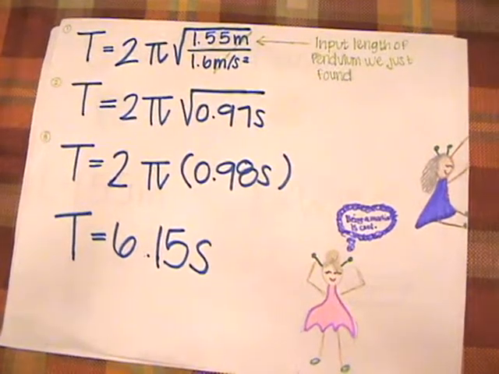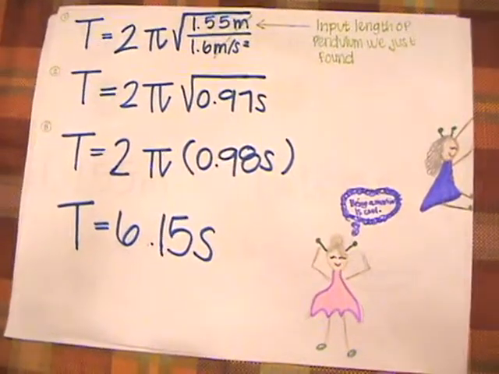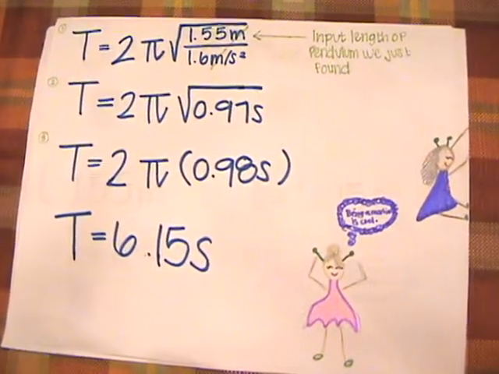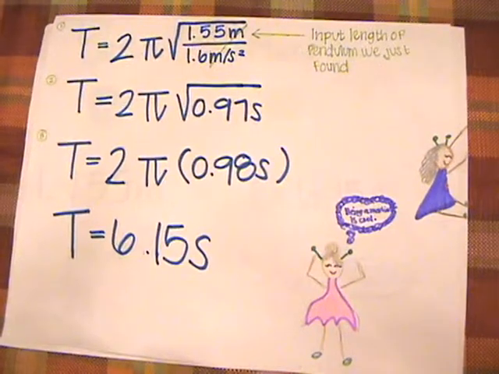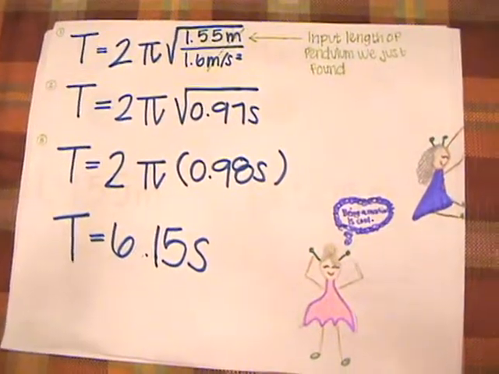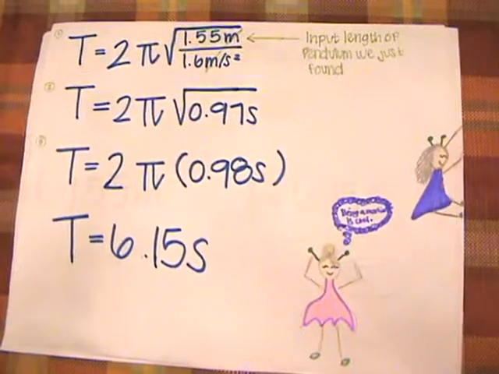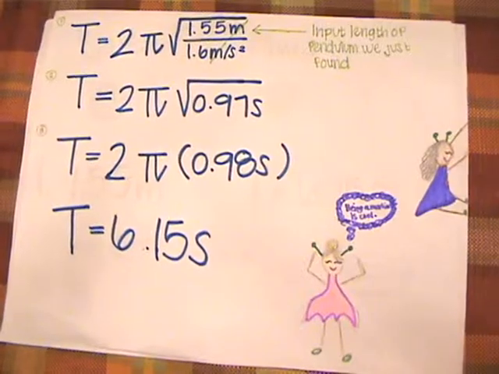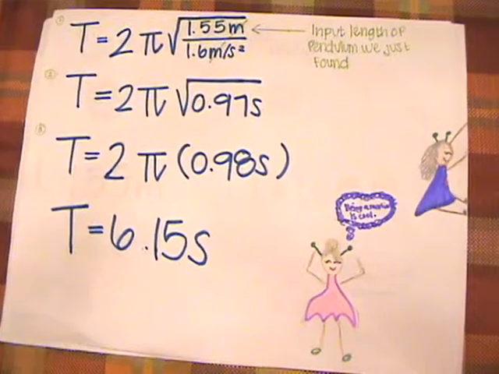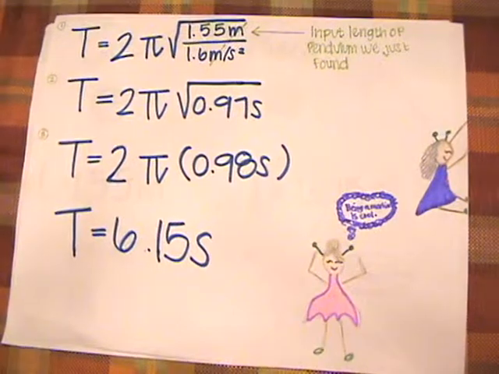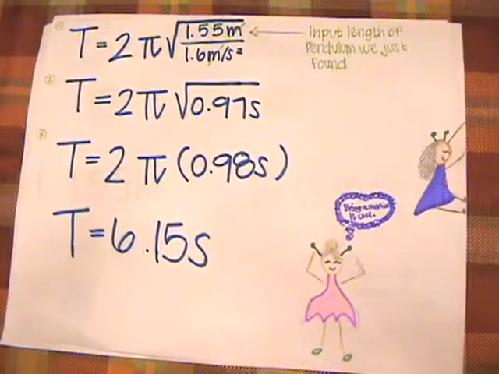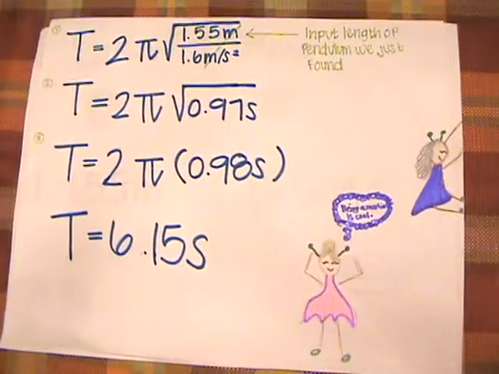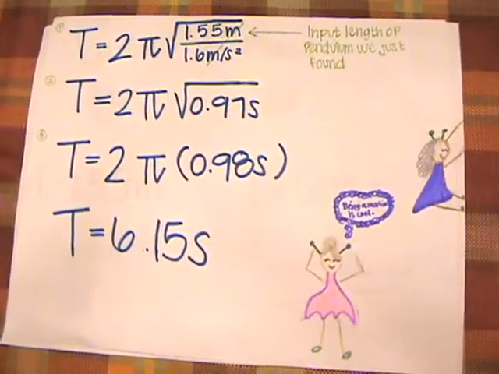Now let's begin to solve the problem for Mars. We are looking for the period. T equals 2 pi times the square root of 1.55 meters divided by 1.6 meters per second squared. Notice once again we inputted the length that we found for the pendulum on Earth because the pendulum length does not change. Step 2. T equals 2 pi times the square root of 0.97 seconds squared. What we just did was divide 1.55 meters by 1.6 meters per second squared. Notice that the meters got crossed out and left only seconds.